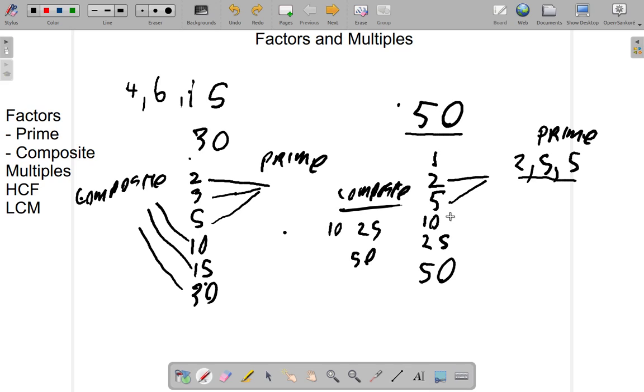Now, what we want to do next time is look at what are called multiples. So we'll save multiples for the next video. I'll see you then.